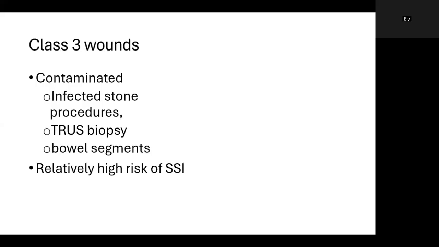These are by definition contaminated. They include things like infected stone procedures, transrectal ultrasound guided biopsy, using bowel segments for reconstruction. And the risk of surgical site infection over here is substantially more than the previous two classes. The recommendation for antimicrobial prophylaxis is a little bit more stable in these types of procedures. There is still a broad association with SSI risk, but most of these procedures will require some form of prophylaxis.